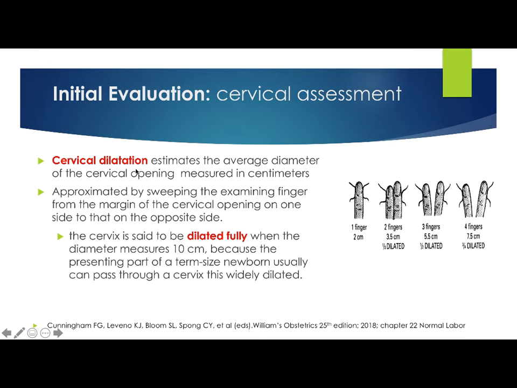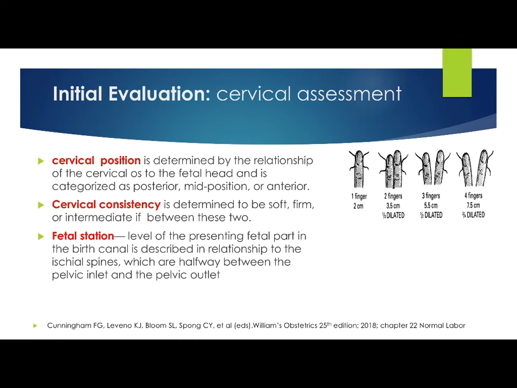So cervical dilatation, on the other hand, estimates the average diameter of the cervical opening that is measured in centimeters. This is approximated by sweeping the examining finger from the margin of the cervical opening on one side to that on the opposite side. Now, the cervix is said to be dilated fully when the diameter measures 10 centimeters because the presenting part of a term-sized newborn usually can pass through a cervix that is widely dilated.